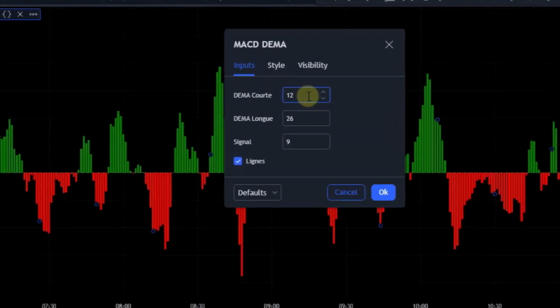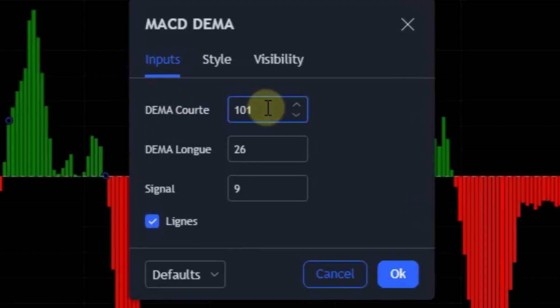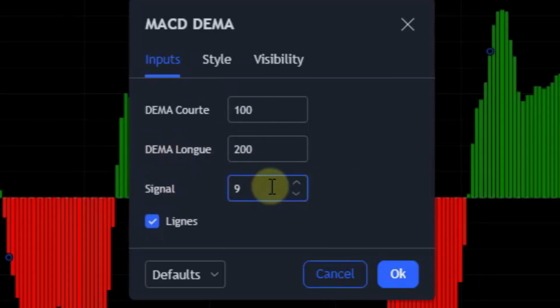Then in the inputs, change the demo curve to 100. Then change the demo line to 200. And finally, change the signal to 50.